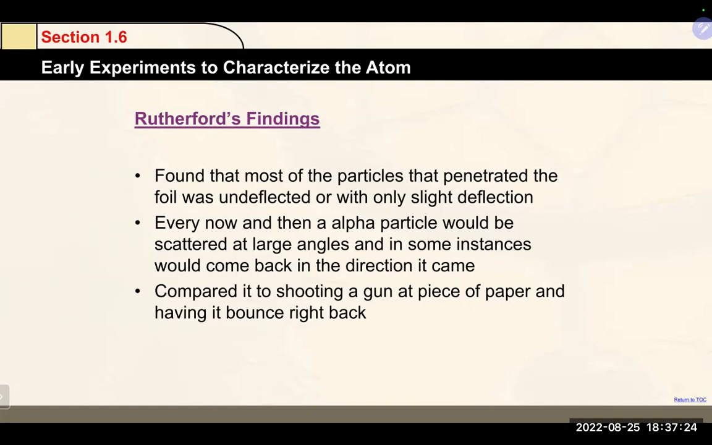They definitely expected most of them to be deflected and not just going straight through. So they compared it to shooting a gun at a piece of paper, and some of the bullets obviously coming back, and the same idea there to have those alpha particles come back. So that brings up really two questions. The first question is, obviously, if most of the alpha particles went straight through, what did it hit? So what did it hit if it went straight through?